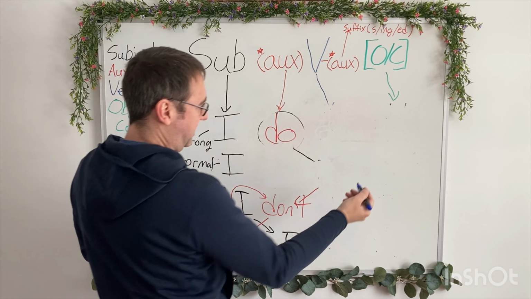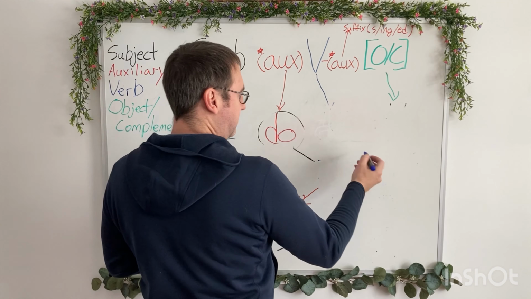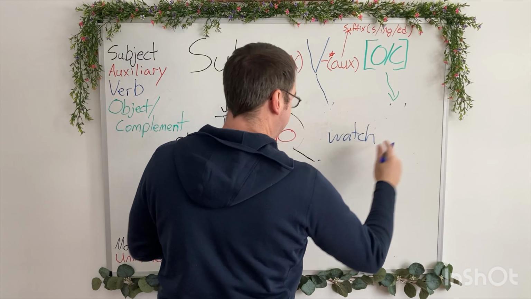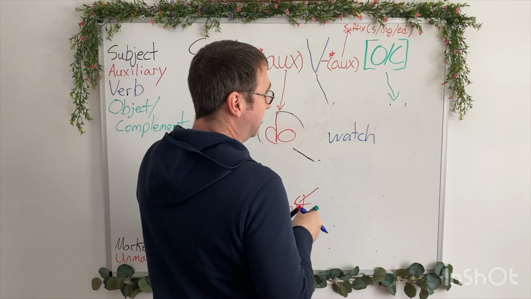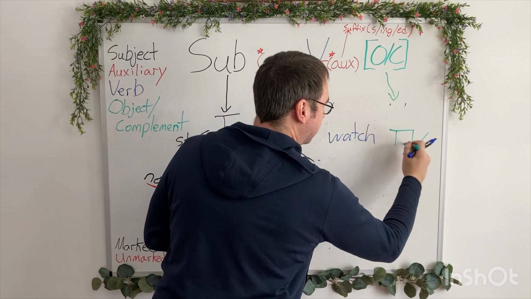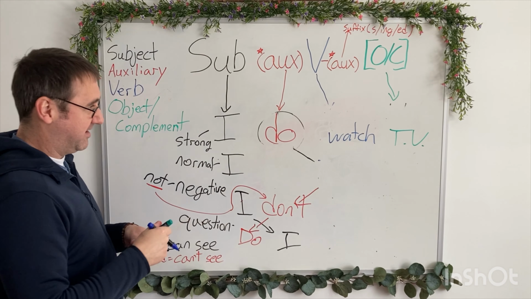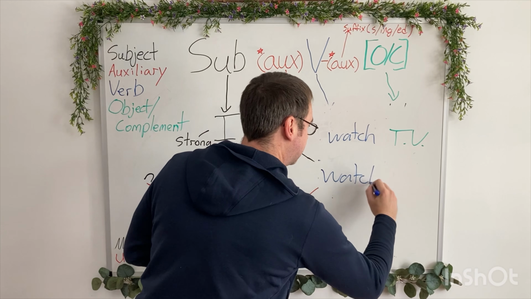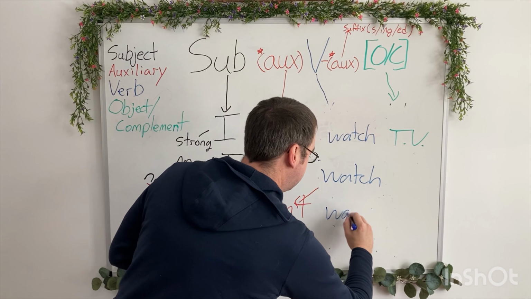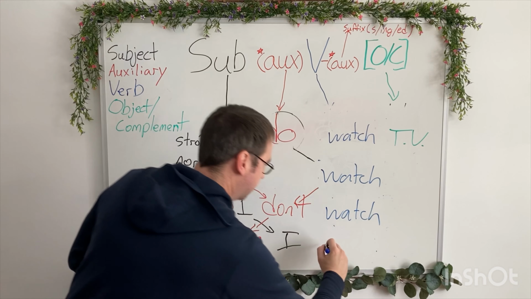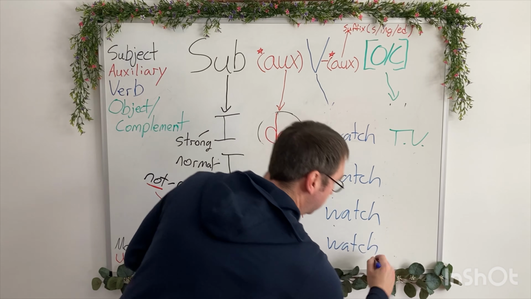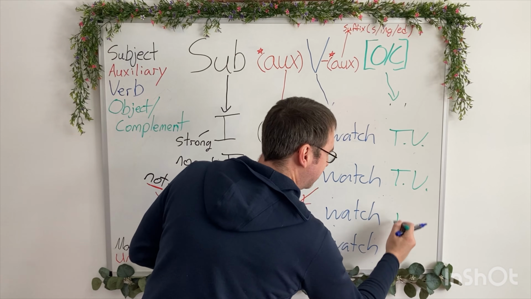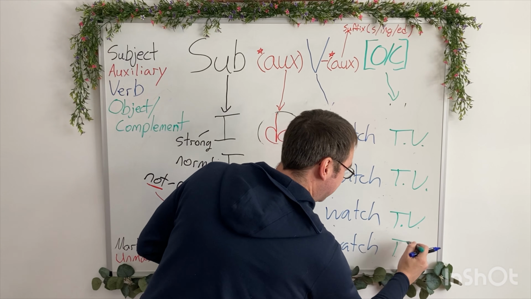So let's put it back in here. Let's do, I do, we can say watch TV, right? And TV would be your object. We can put it over here in green if you want, okay? And then it would be I watch TV, I don't watch TV, and do I watch TV? Or do you watch TV? Doesn't really matter. I don't care if you switch that or not.